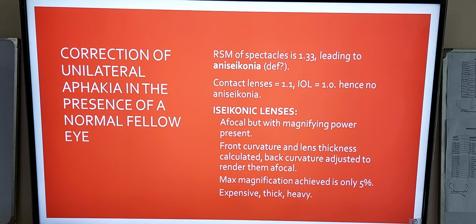The SRK/T formula, where T means theoretical formula. The SRK theoretical formula is used when very high or very low power intraocular lenses are required. Role of keratometry and A scan.